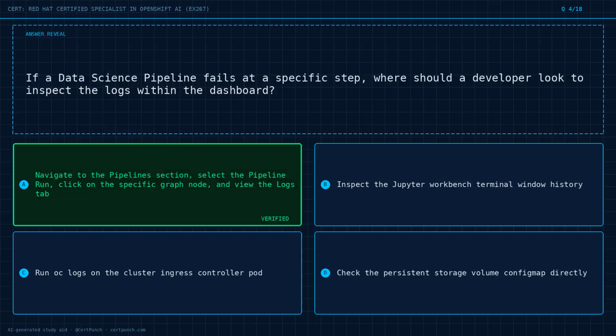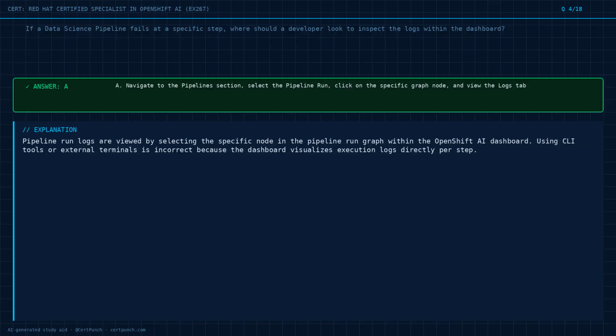The correct answer is option A. Navigate to the pipeline section, select the pipeline run, click on the specific graph node, and view the logs tab. Behind the answer, pipeline run logs are viewed by selecting the specific node in the pipeline run graph within the OpenShift AI dashboard. Using CLI tools or external terminals is incorrect because the dashboard visualizes execution logs directly per step.